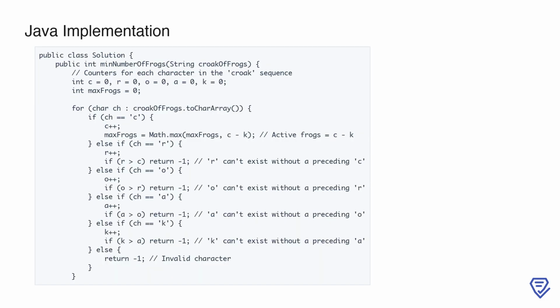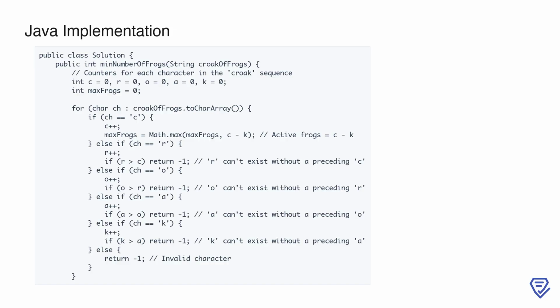Here, we begin by defining a solution class and a method called min_number_of_frogs. The input to this method is a string, croak of frogs, which represents the sequence of sounds made by frogs. Inside the method, we first set up counters for each character in the word croak, C, R, O, A, and K. These counters help us track how many times each character has been encountered in the string. Additionally, we initialize a variable max_frogs to keep track of the maximum number of frogs croaking simultaneously.